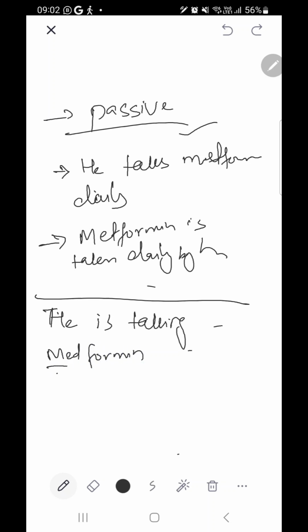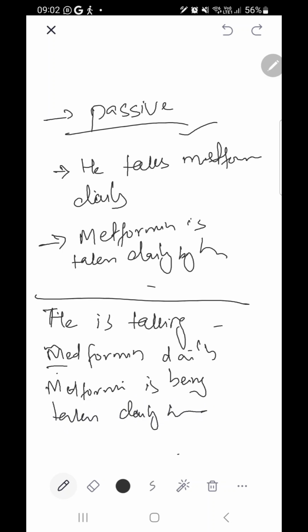I forgot to mention one thing before I proceed. The name of the medicine, if it's the brand name, will be in uppercase. If it's the short name, it will be in lowercase. Anyhow, he is taking metformin daily. So we can write: Metformin is being taken daily by him.